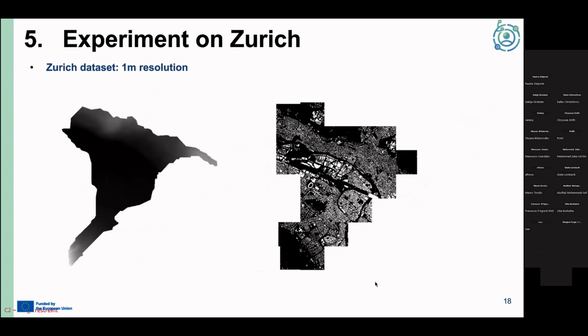I made another experiment on Zurich because the data were available online, and the Zurich dataset has the particularity of having 1 meter resolution. So this is a DEM of the whole city, the region of Zurich, and on the right I created the building mask. As we can see, buildings are very important for the flood prediction because it's a very complex mask, and the AI model has to deal with these buildings.